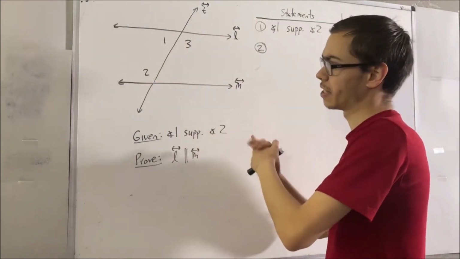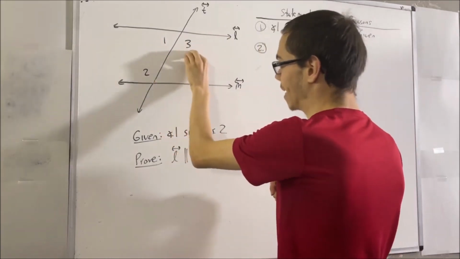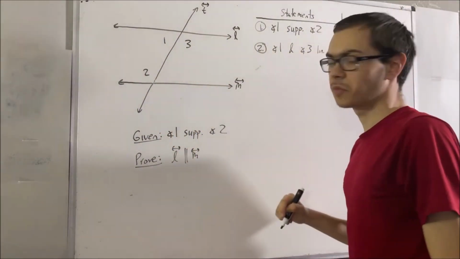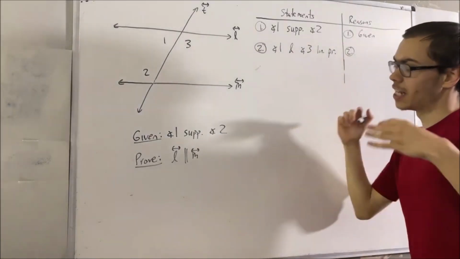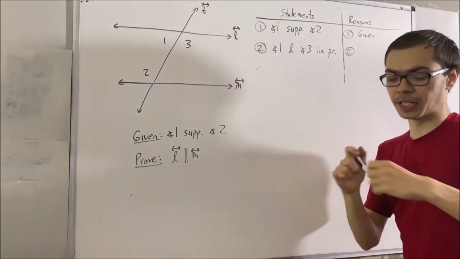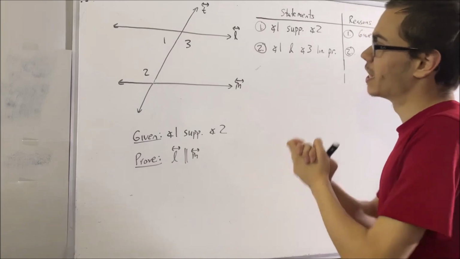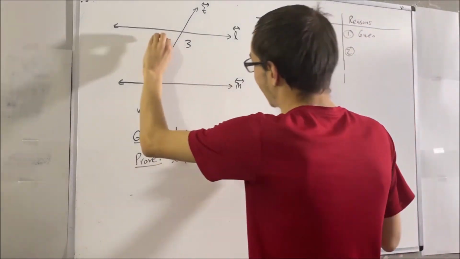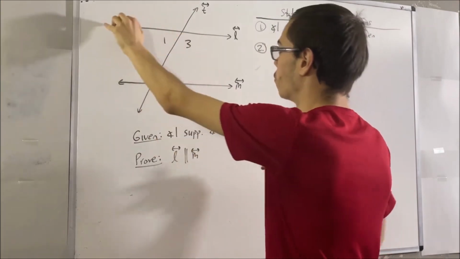And what you can notice here is that angle 1 and angle 3 form a linear pair. The reason why they form a linear pair is because that comes from the definition of a linear pair. If you recall, a linear pair is a pair of angles that form a line. We can see that angle 1 and angle 3 form line L.